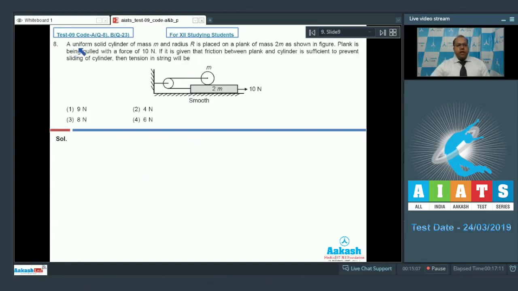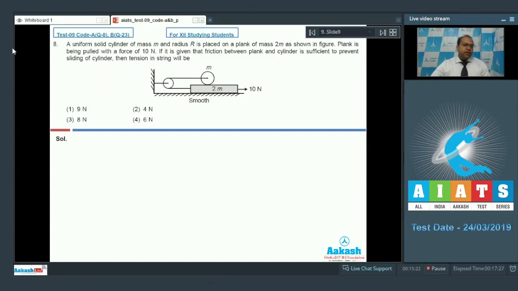In question number 8, a uniform solid cylinder of mass m and radius r is placed on a plank of mass 2m as shown in the figure. The plank is being pulled with a force of 10 Newton. If it is given that friction between plank and cylinder is sufficient to prevent sliding of the cylinder, then the tension in the string will be?